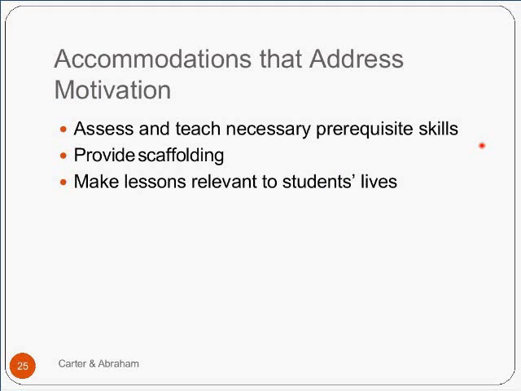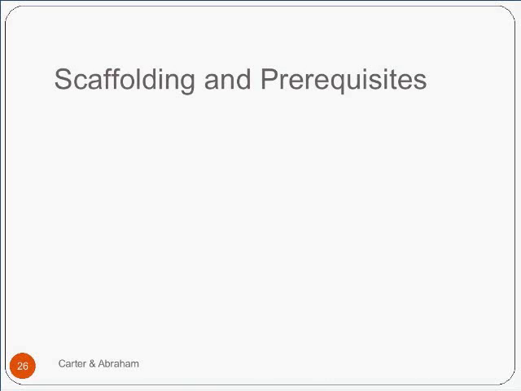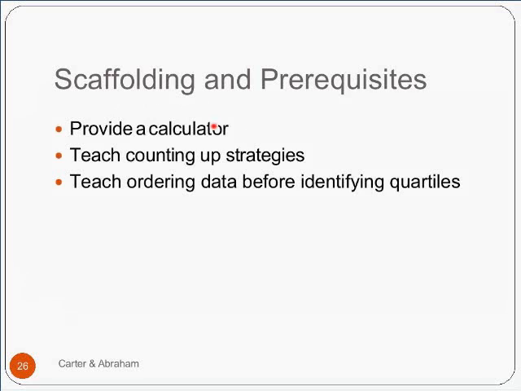So some accommodations that align with those issues are assess and teach necessary prerequisite skills. Find out where the kids are and then teach those skills that they need to be successful. Provide scaffolding or support that would enable them to be successful. And then finally, make lessons relevant to students' lives. And some examples of this are the scaffolding and prerequisite skills.